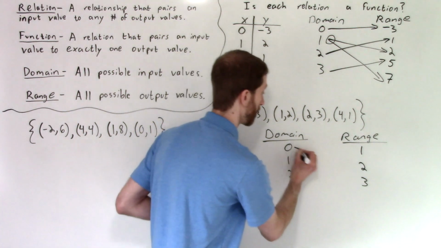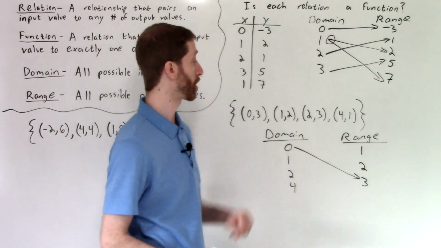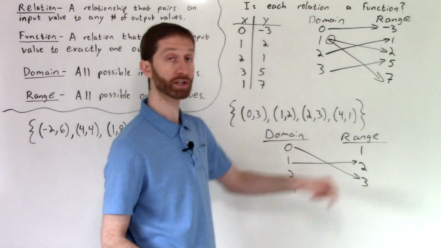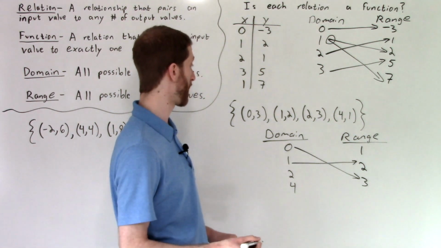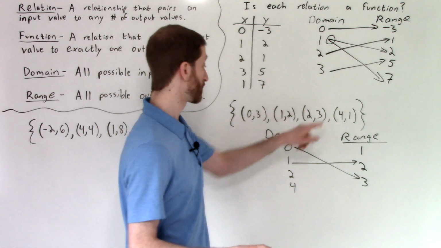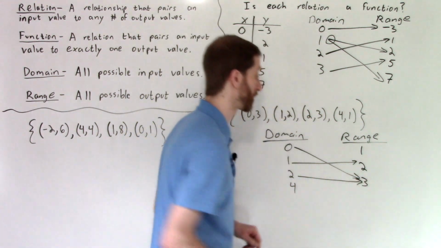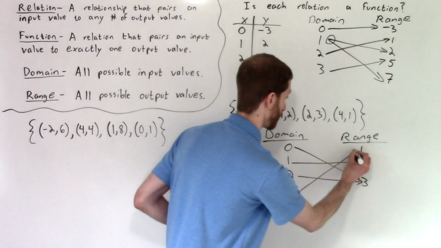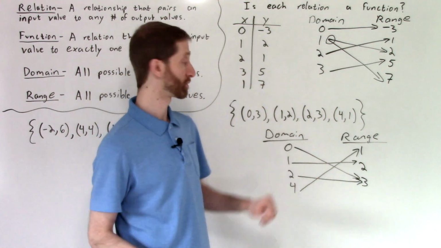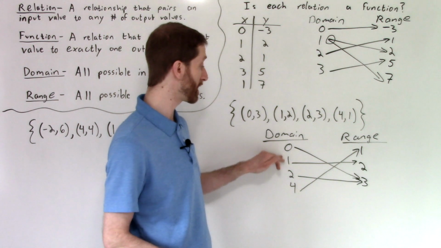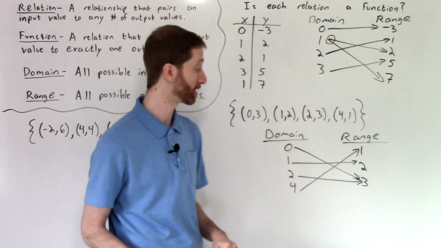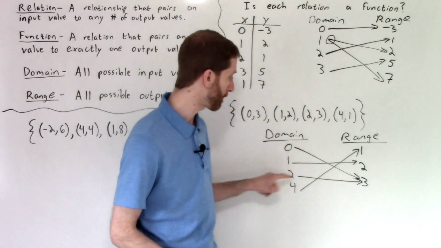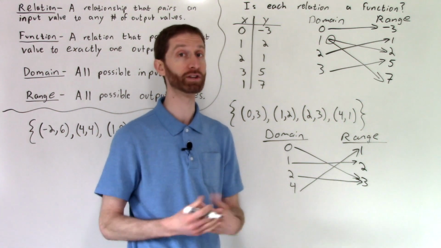0 goes to 3. So far this is a function because 0, the input, goes to only one y value. 1 goes to 2. So we've mapped 1 to 2. Still a function, 1 has only gone to one y value. Let's see, 2 goes to 3. 2 only goes to one y value. So still a function. 4 goes to 1. So this relation is a function, because every member in the domain, or every input value, goes to exactly one y value. Now you might notice that both the numbers 0 and 2 map to the same y value. That's okay, it is still considered a function.